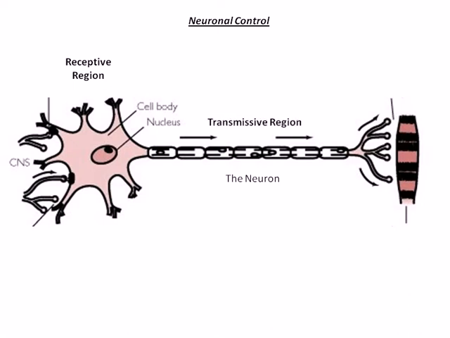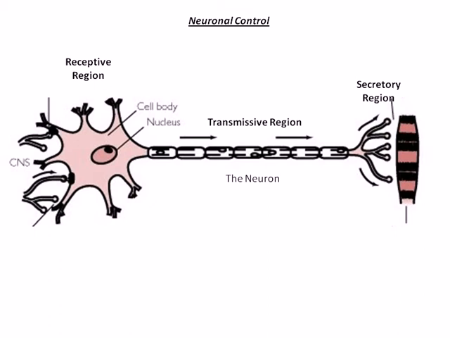structures; the transmissive region, which physiologically transports that message along the length of the cell; and the secretory region, which transmits the message to another structure. In the case of a motor neuron, that structure is a muscle.